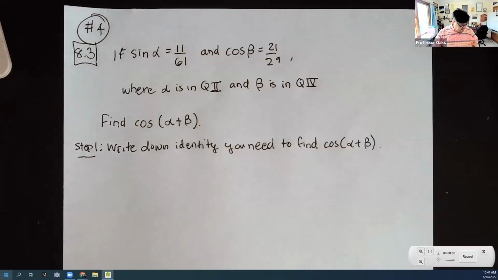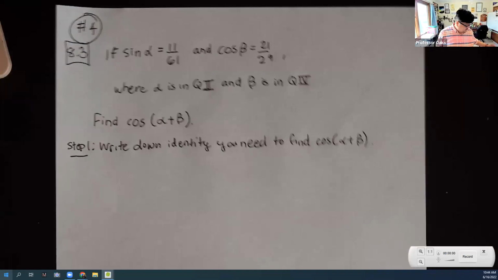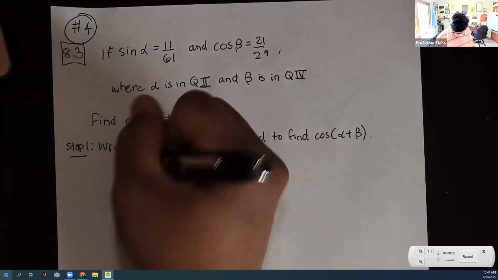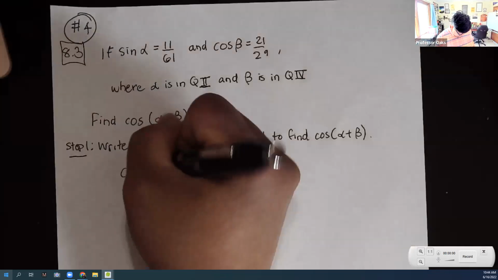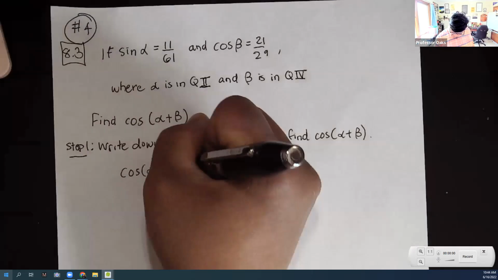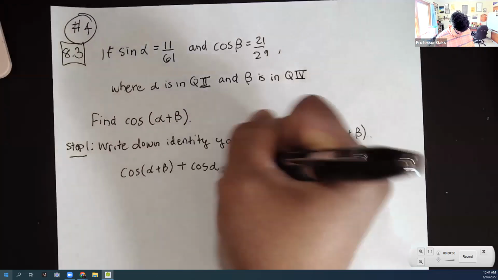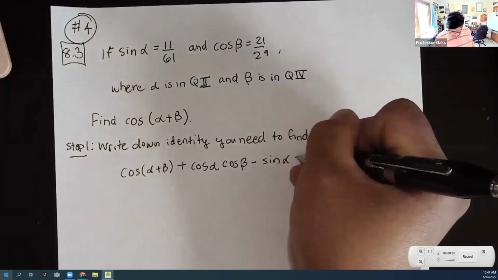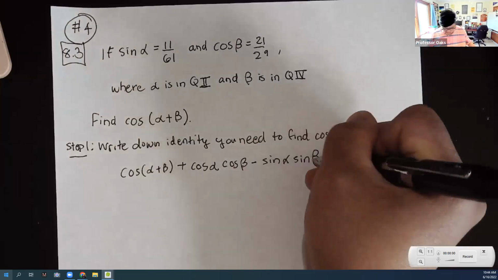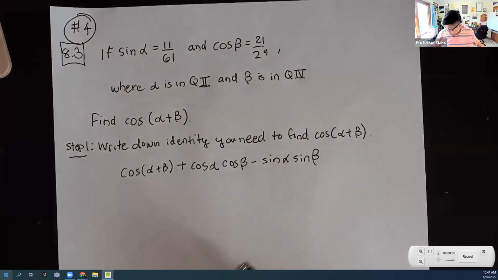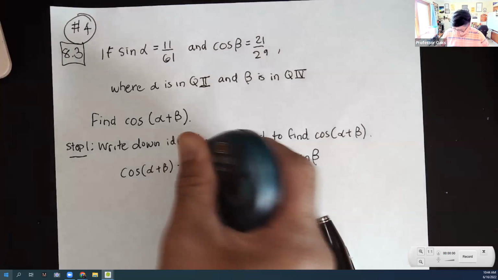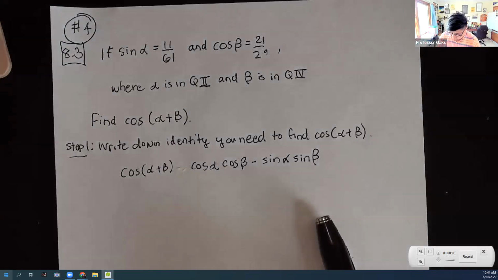So the identity that I need is cosine of alpha plus beta equals cosine alpha cosine beta minus sine alpha sine beta. Oh, sorry, I said plus and not equals, but all right.